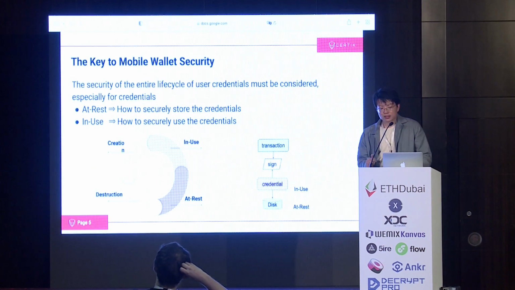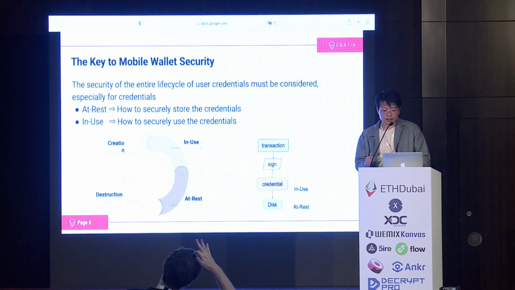So, what is the key to mobile wallet security? I think it's all about protecting the user credentials from creation, through use and at rest, to destruction. The security of the entire life cycle of user credentials must be considered. For example, protecting credentials at rest means ensuring that they are securely stored in the file system and not easily accessible to a privileged attacker.